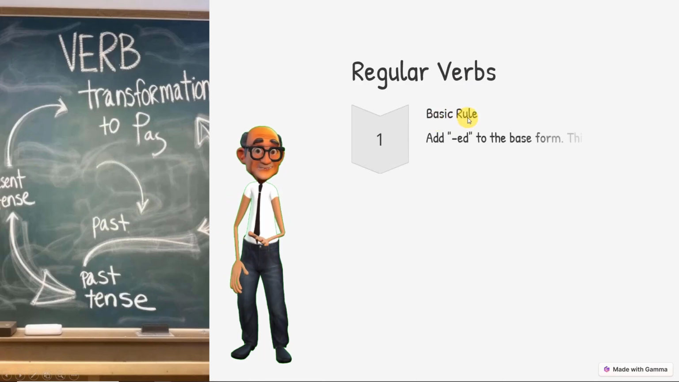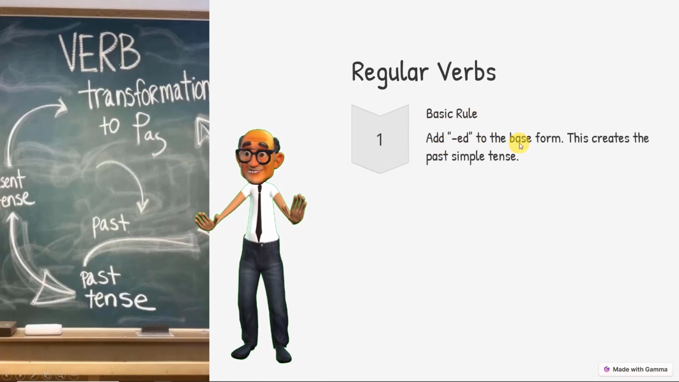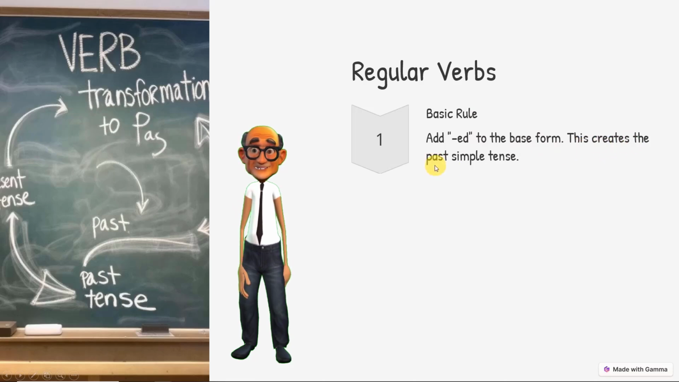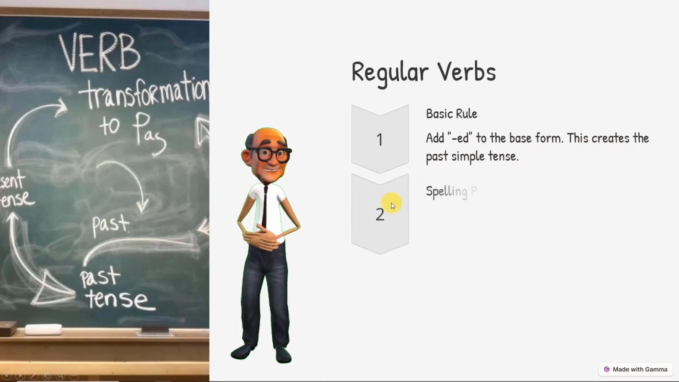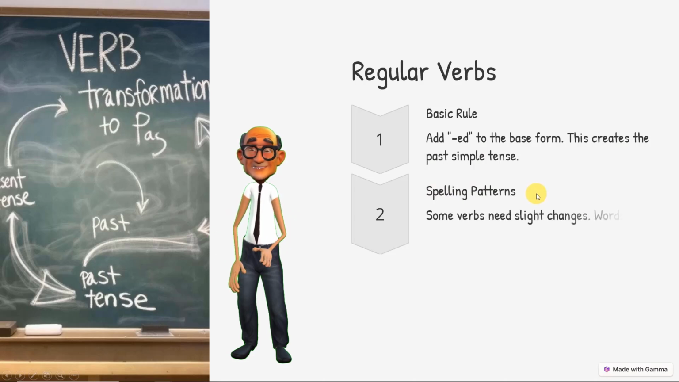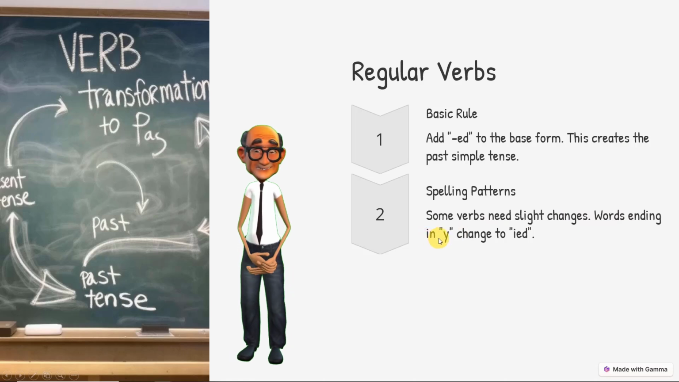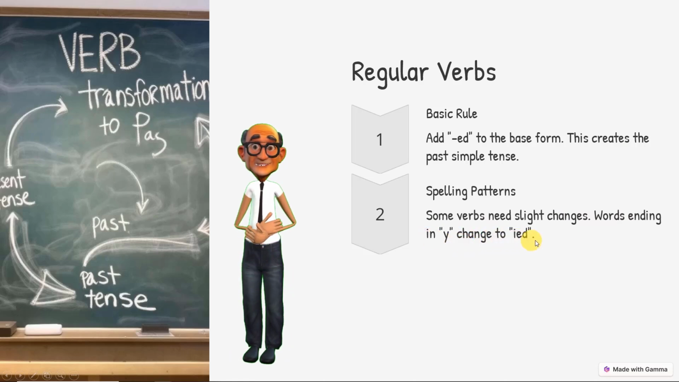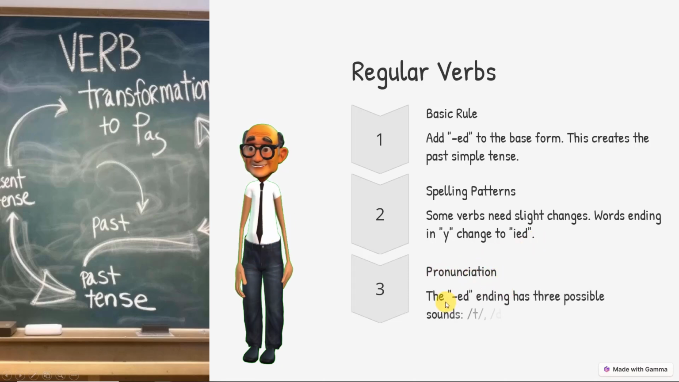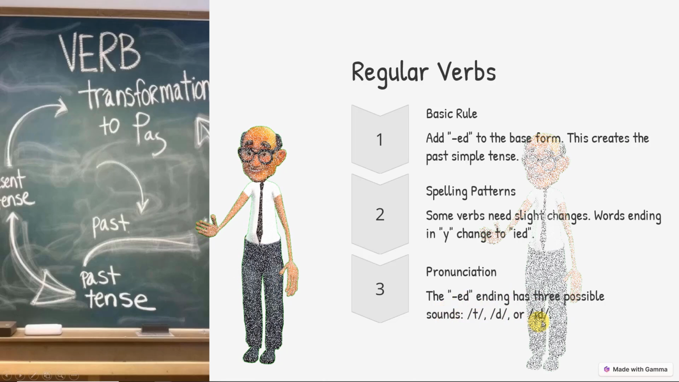Number one, the basic rule. Add ed to the base form. This creates the past simple tense. Two, spelling patterns. Some verbs need slight changes. Words ending in y change to ied. Three, the pronunciation. The ed ending has three possible sounds: a t, a d, or an id. It all depends on the word, so you must just see how to pronounce it correctly.